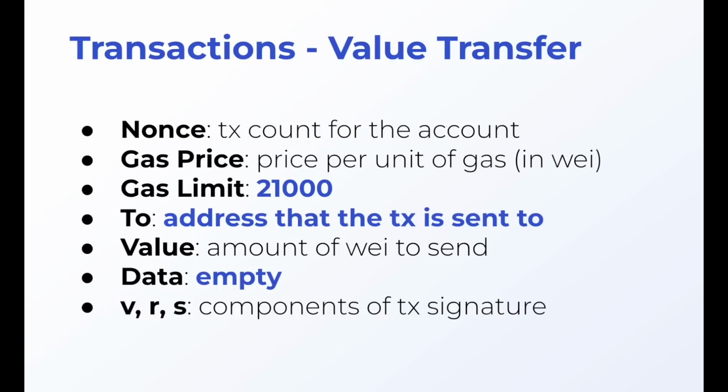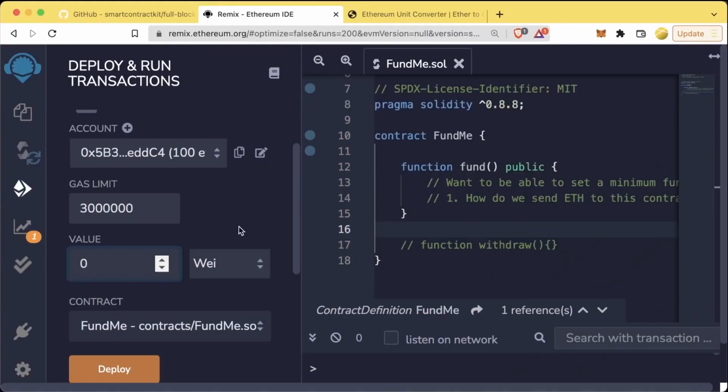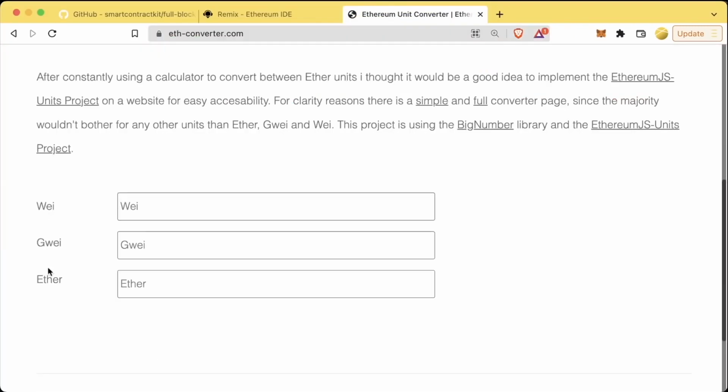For sending value, we can populate some of these fields. The gas limit, for example, is populated to 21,000. Data is going to be empty, and then that to is going to be the address we want to send to. For a function call, we can also still populate the value that we want to send. So we can call a function and send a value at the same time. In Remix, it has a little dropdown here for Wei, Gwei, Finney, and Ether. We're going to ignore Finney for now, but of course we have our Wei, Gwei, and Ether again, where 1 ether is worth this much Gwei and this much Wei.